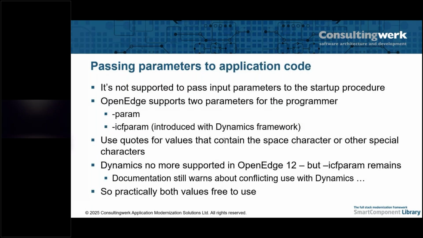Sometimes you need to pass parameters to your application that are interpreted by your own application code. The Progress clients, other than the app server, but the character client, the GUI client, they do not have a way to directly pass parameter values to the startup procedure. And for that purpose, Progress OpenEdge supports two startup parameters, which are really only for us, for the programmer. It's the -param and the -icfparam parameter. The latter one, icfparam, was introduced together with the Progress Dynamics framework.